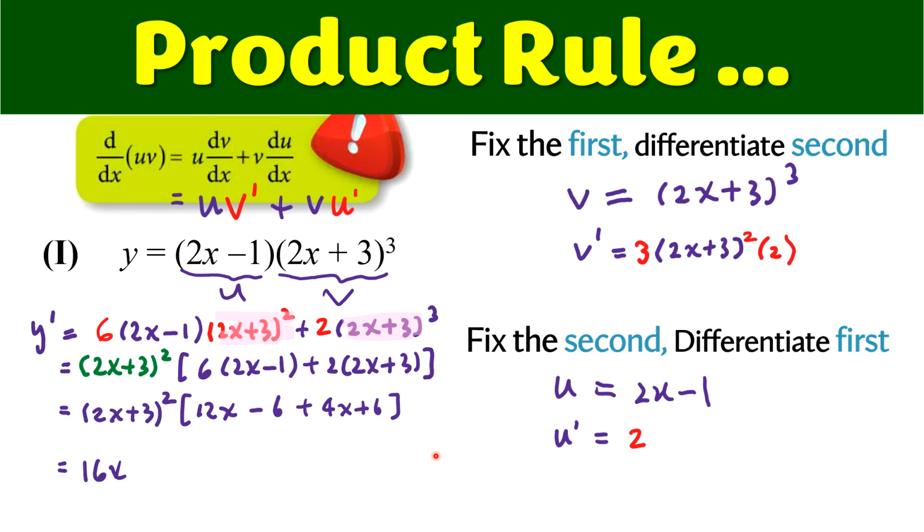This will give us 12x plus 4x. This will give us 16x. And then I multiply by 2x plus 3 squared. So the derivative of this expression y is done.